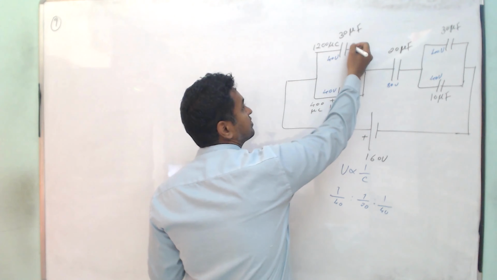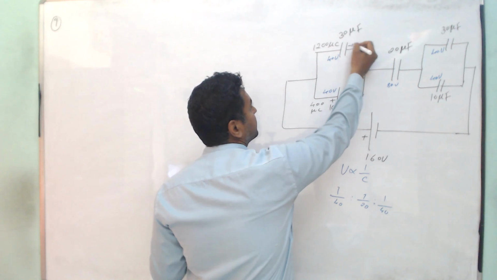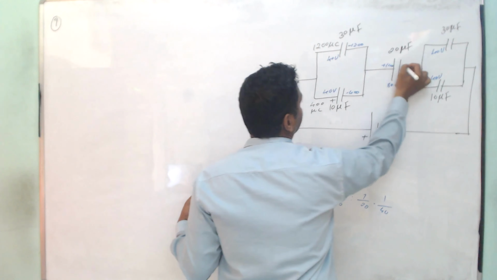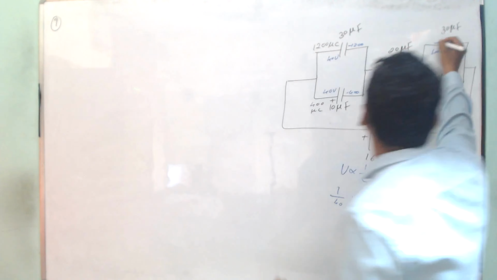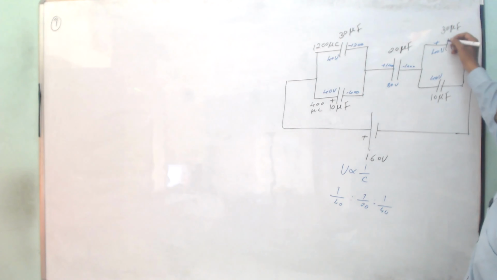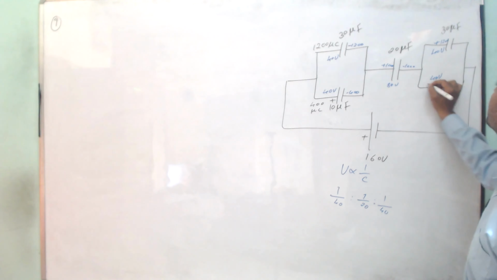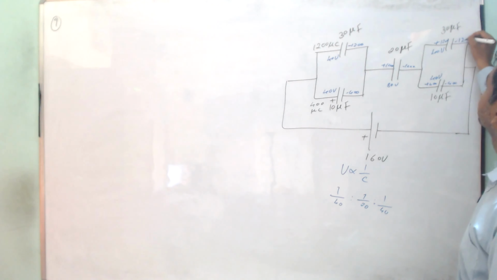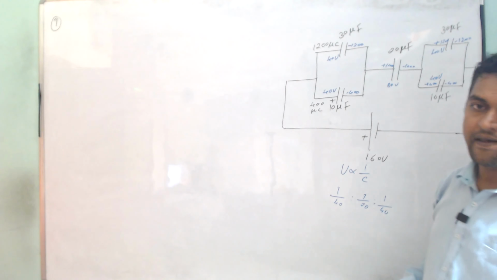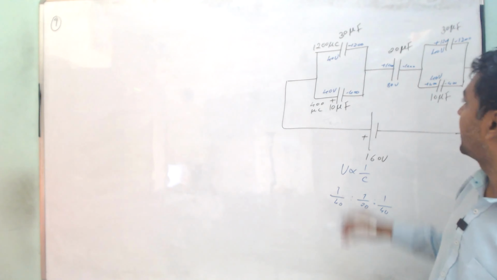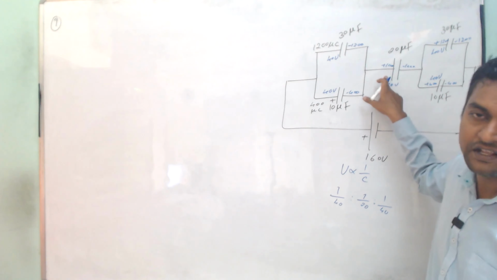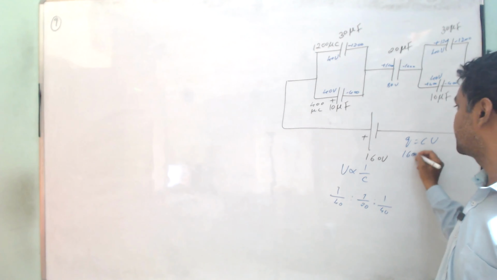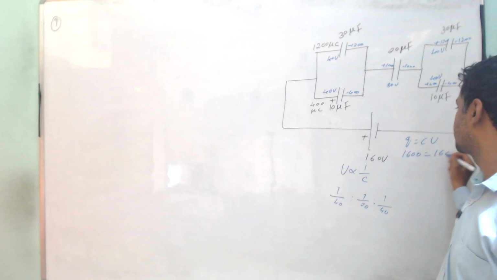Correct? Yes, sir. That means minus 1200, minus 400, minus 400, plus 1600, minus 1600, plus again 1200, plus 400, minus 400, minus 1200. Yes, sir. By the way, I got 1600 as the charge. Q is equal to CV, right? Yes, sir. 1600 I got as the charge. Total potential is 160 volts.